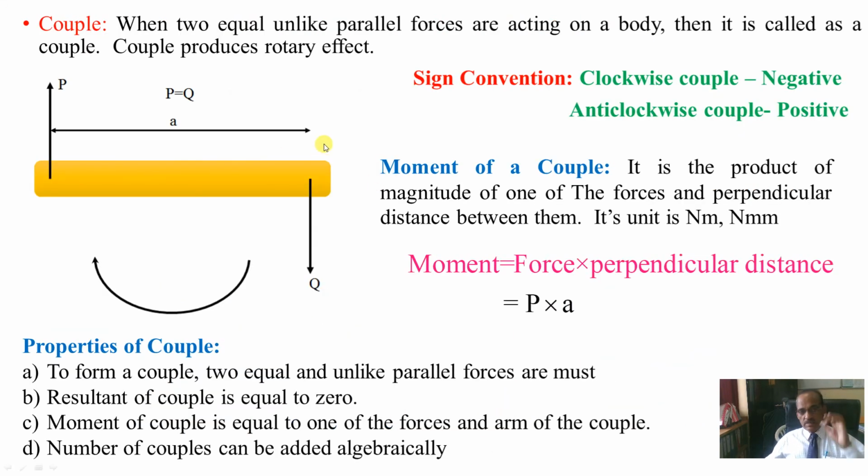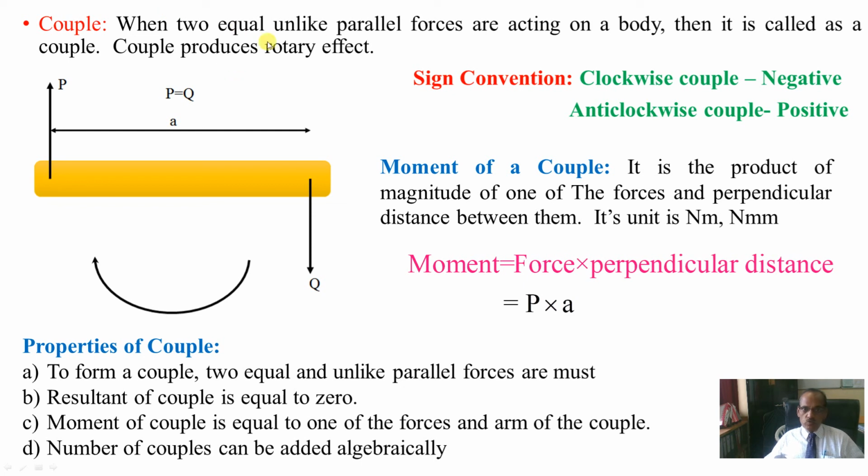Next is the next very important concept, that is called a couple. So the best example of a couple is when you open a tap of your wash basin, you will find one force you will apply forward and one backward. Similarly, when you are paddling your cycle, so these are the best examples of couple.